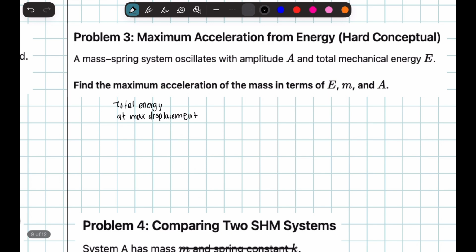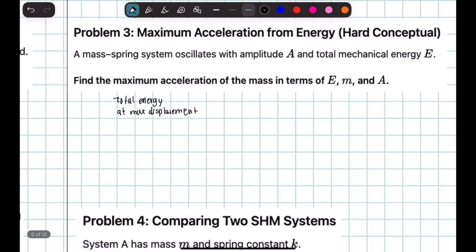A mass spring system oscillates with amplitude A and total mechanical energy E. Find the maximum acceleration of the mass in terms of E, m, and A. So we can write the total energy at maximum displacement, and that's going to be E is equal to 1/2 k times A squared. Now we're going to solve for k. So k is going to equal 2E over A squared.